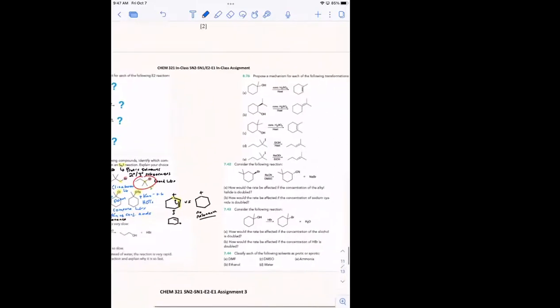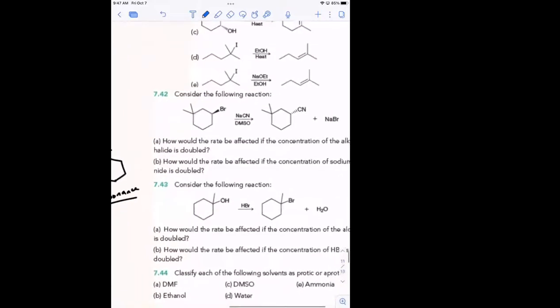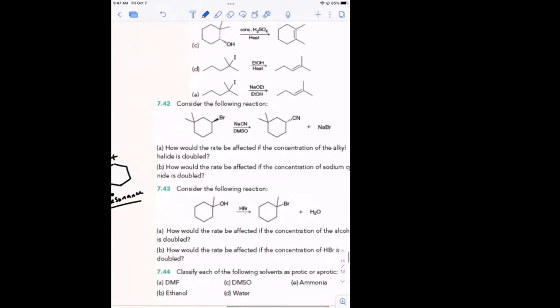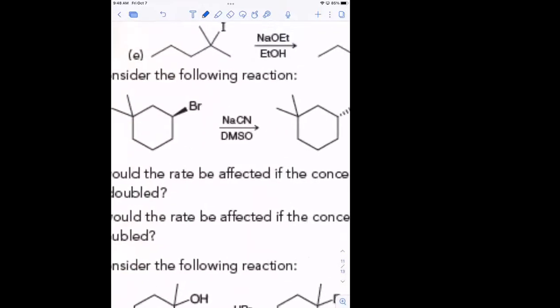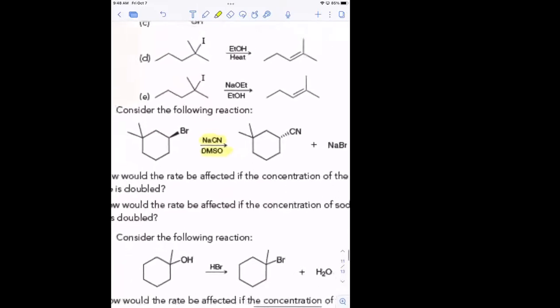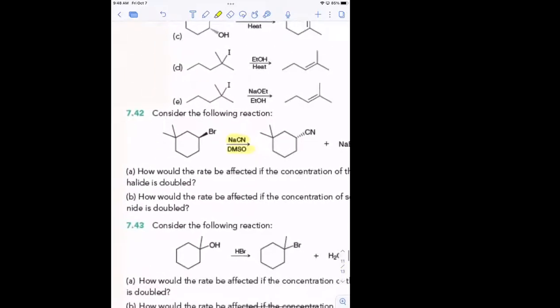All right, let's do 742. We got 3 minutes. It says consider the following reaction. So you have this brominated substrate. You react it with sodium cyanide and DMSO, and you get this product where the cyanide has substituted for bromine. All right. The question is, before we can answer any A and B, we need to know what mechanism this went through.